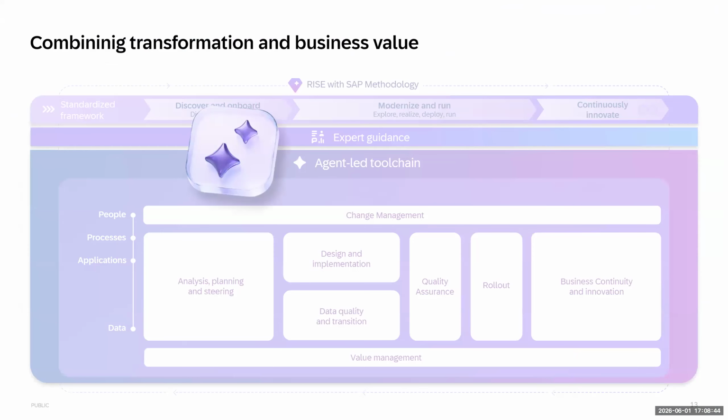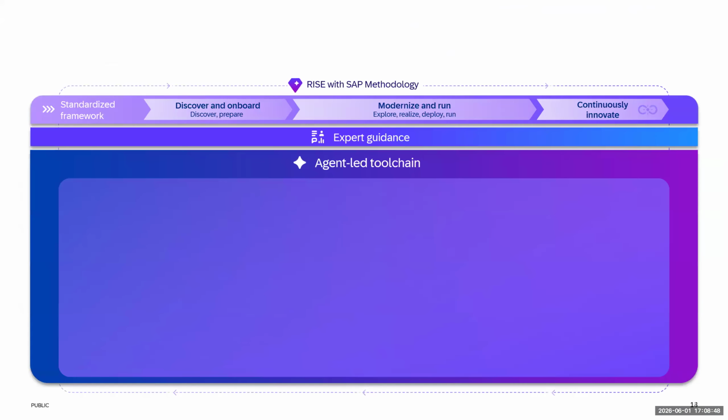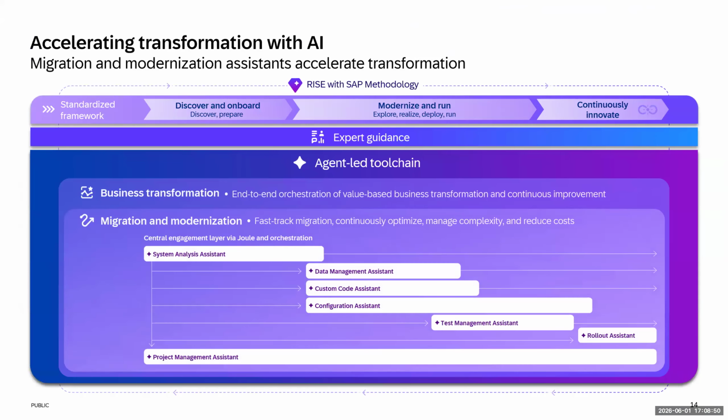And there is more AI to come. I would like to finish with migration and modernization. The migration and modernization assistants that are planned for Q3 this year are looking at reducing the cost of migrations specifically.